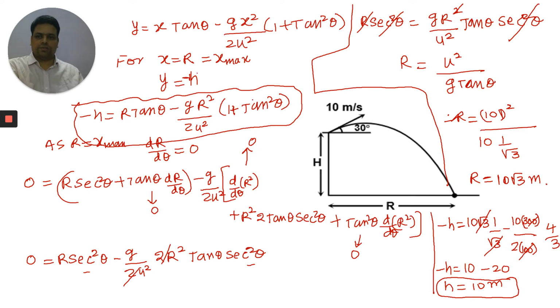But sometimes maybe you would see the question asking theta in terms of h. So we got things like this. I'll just put up this too. I'm extending the discussion on this part. We got minus h is equal to r tan theta, g r square by 2u square (1 plus tan square theta).